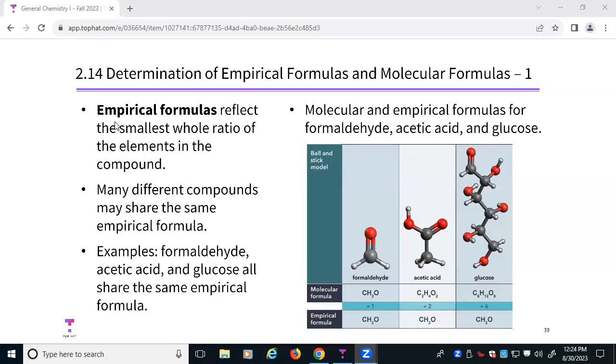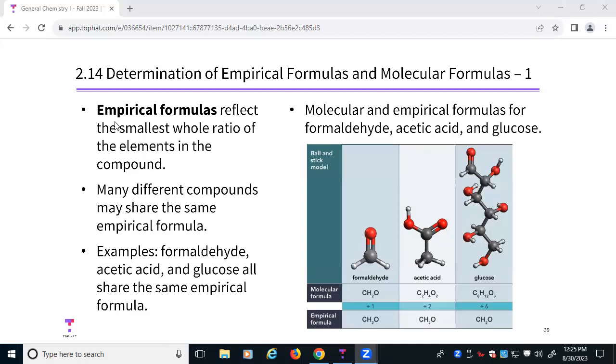And so because of that, when we do that kind of spectral analysis, it becomes important that we actually have to figure out both. We use the percent data to figure out the empirical formula. We use the molar mass to figure out the molecular formula. And we tie the two ideas together through a pretty simple process.